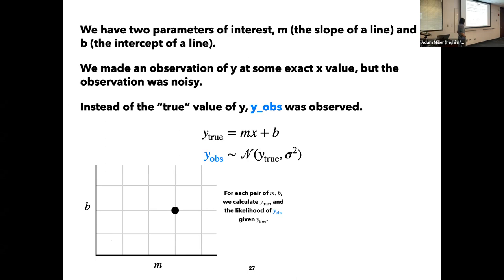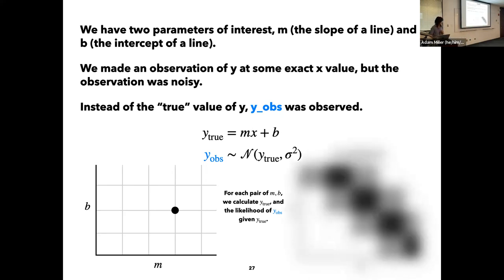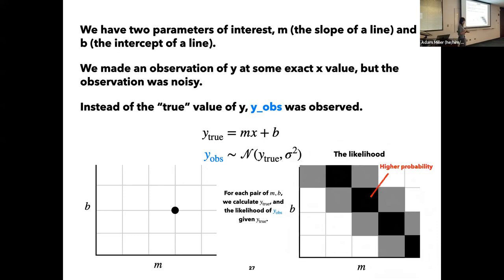The slope and the intercept. And we can visualize these parameters of interest theta using a grid. M has an infinite number of possible values, and B again has an infinite number of possible values. And on each value on this grid, we have a unique pair of M and B. At each M and B, we calculate what the y true value should be. That will be some exact value. And our observation is y observed. We can calculate the likelihood, the probability of y observed given some y true and some variance. That's how this works, and that's how the likelihood will look.